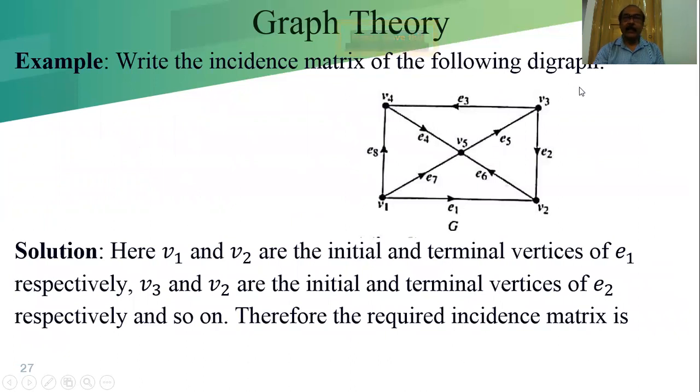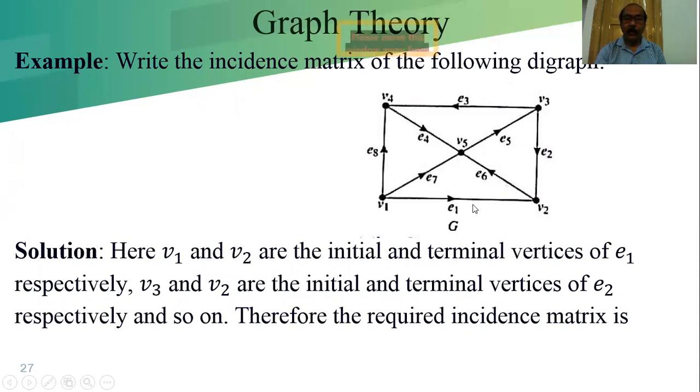Write the incident matrix of the following diagram. This is the diagram given. First, we have to check how many vertices and how many edges there are. How many vertices are there? 5 vertices: V1, V2, V3, V4 and V5. And how many edges are there? I think there are 8 edges. This 4 and this 4. 8 edges are there. Here, V1 and V2 are the initial and the terminal vertices of E1.